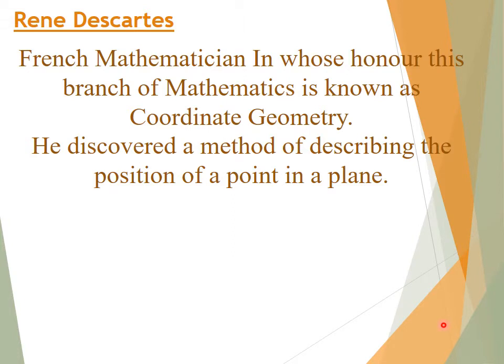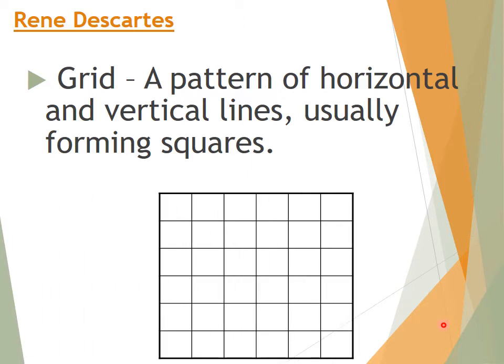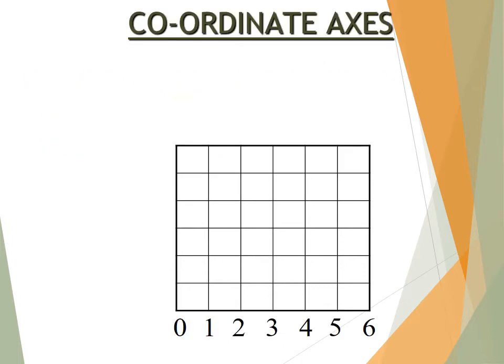René Descartes was a French mathematician in whose honor this branch of mathematics is known as coordinate geometry. He discovered a method of describing the position of a point in a plane. He described a pattern of horizontal and vertical lines, usually forming squares like these. And this whole pattern is known as a grid. In his honor, this grid is known as the coordinate grid.